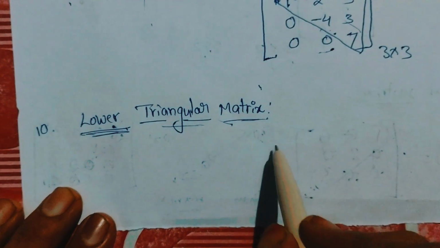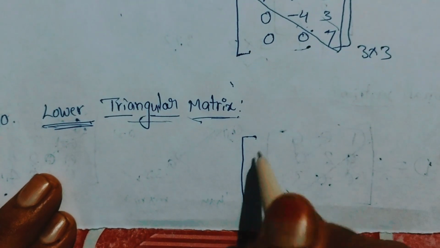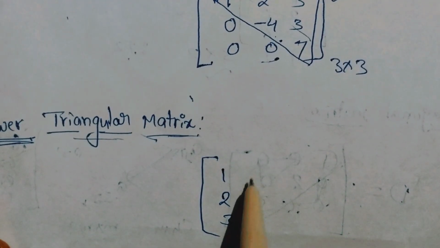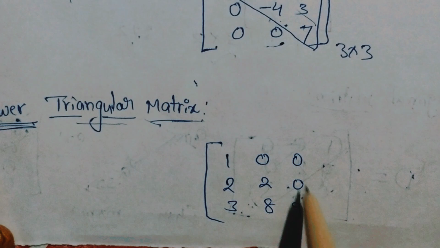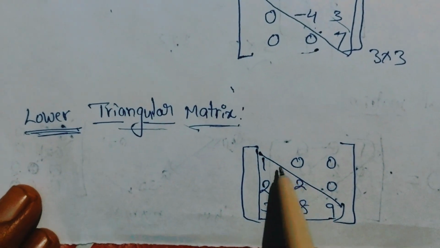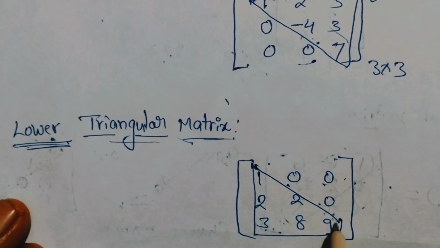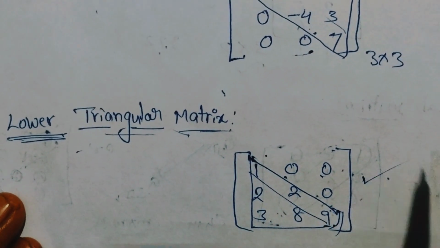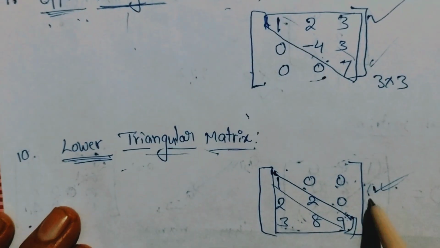And vice versa, the lower triangular matrix is simply like 1 0 0, 2 0 0, 8 9. This is the lower triangular matrix, because the elements above the diagonal are zeros. Upper triangular and lower triangular are the two different triangular matrices.